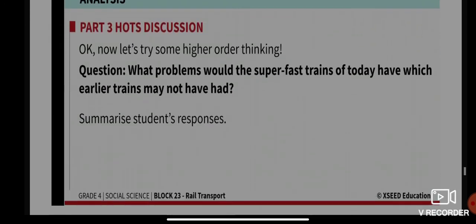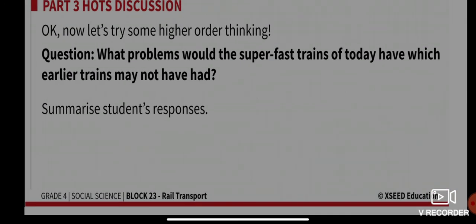The last question for today. What problems would the super fast train of today have which earlier trains may not have had? So see, even though the super fast trains have lots of advantages because they can travel a longer distance in the least possible time, what are the problems that the super fast train of today has as compared to the older train, which may not have such problems?